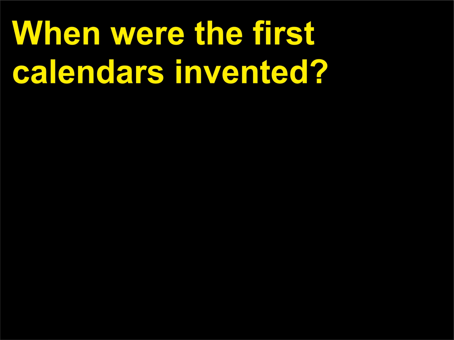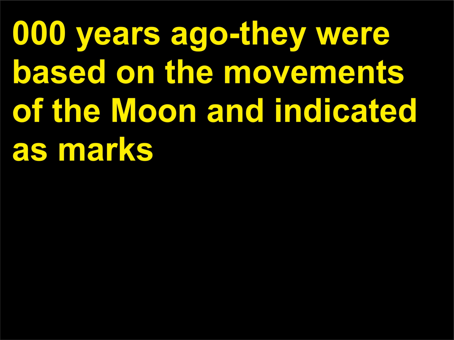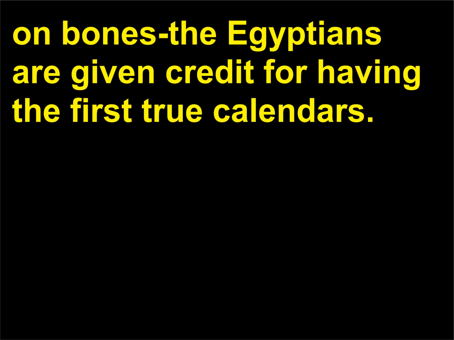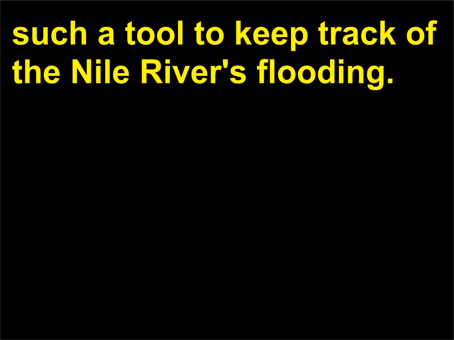When were the first calendars invented? Although the first crude types of calendars may have appeared some 30,000 years ago, they were based on the movements of the moon and indicated as marks on bones. The Egyptians are given credit for having the first true calendars. Scientists believe that around 4500 BCE the Egyptians needed such a tool to keep track of the Nile River's flooding.